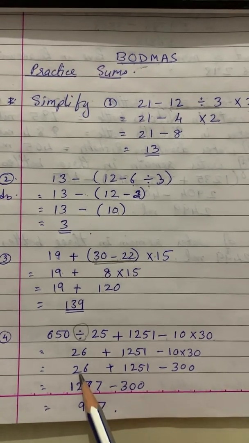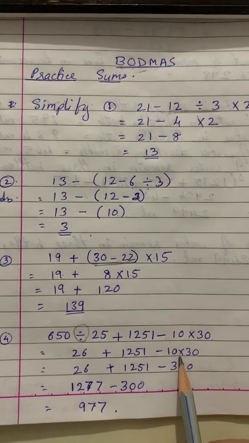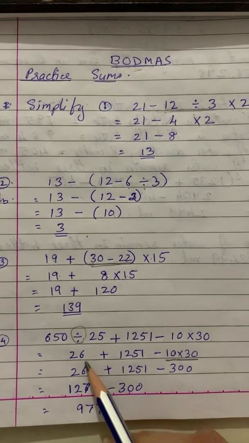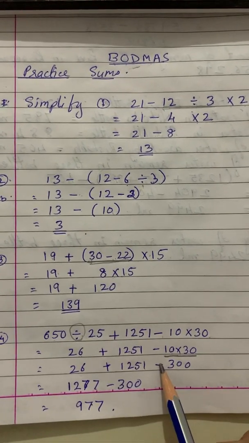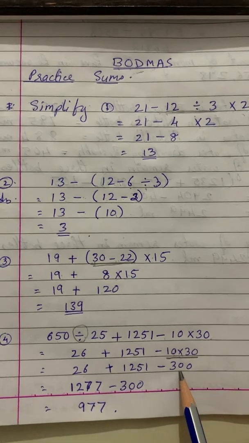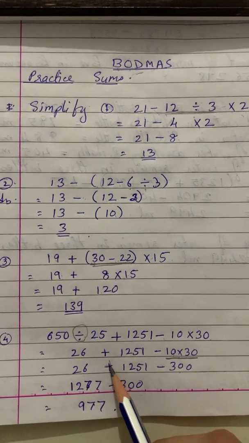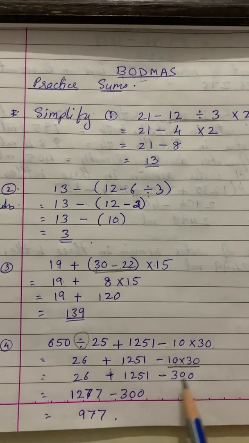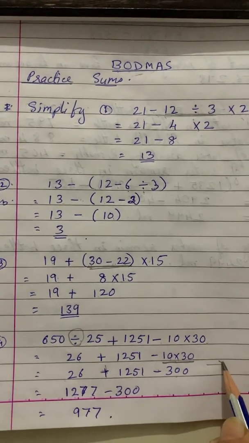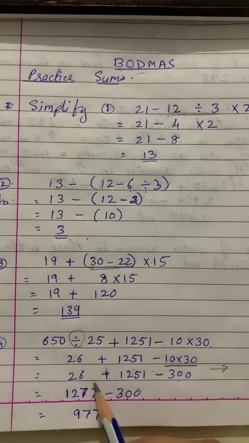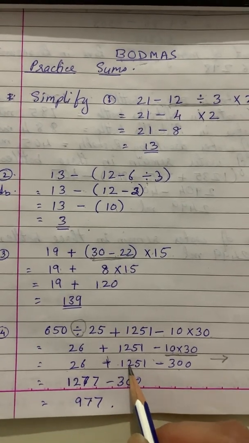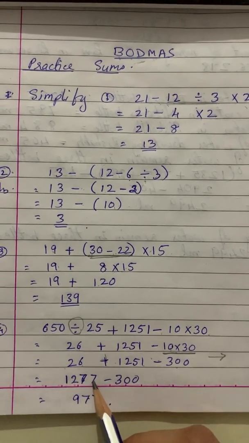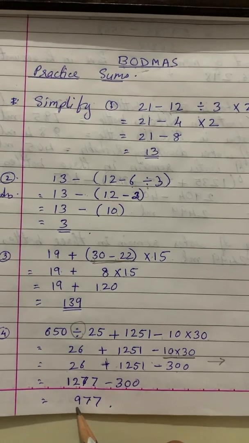In the next step, we have multiplication. So first we will solve this multiplication part. So we write the remaining numbers as it is, minus 10 into 30 is 300. Now here we see addition and subtraction, so we can go from left to right and solve whichever comes first. So 26 plus 1251 we added, and it is 1277. This minus 300, so we get the final answer as 977.